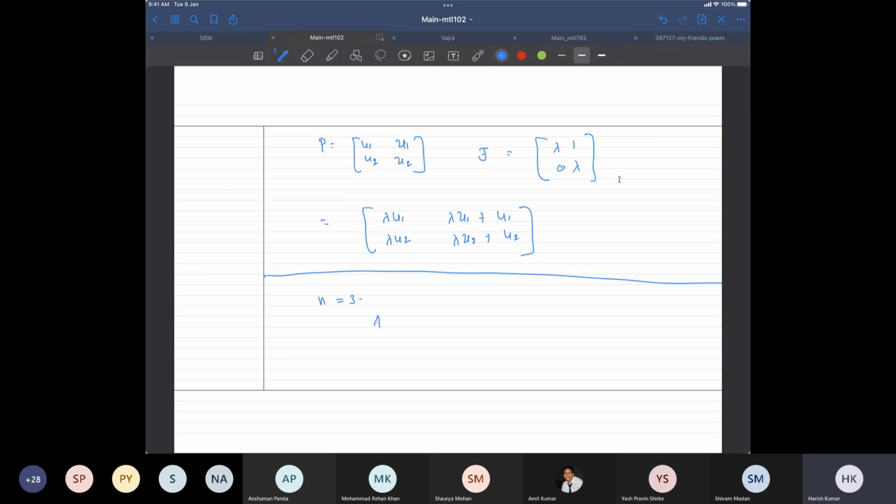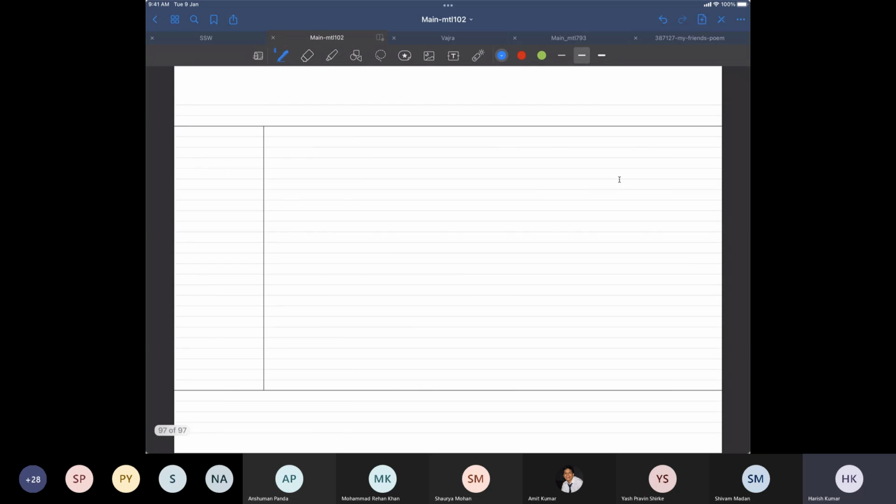I assume I have algebraic multiplicity is 3, but geometric multiplicity is less than 3, strictly less than 3. Okay. Probably won't care whether this is 2 or whatever it is.